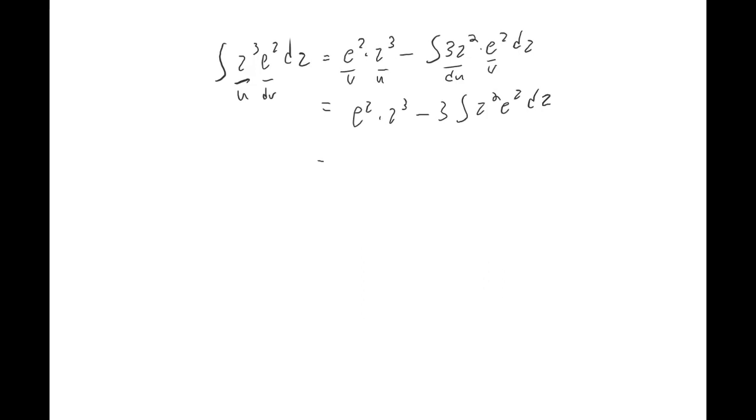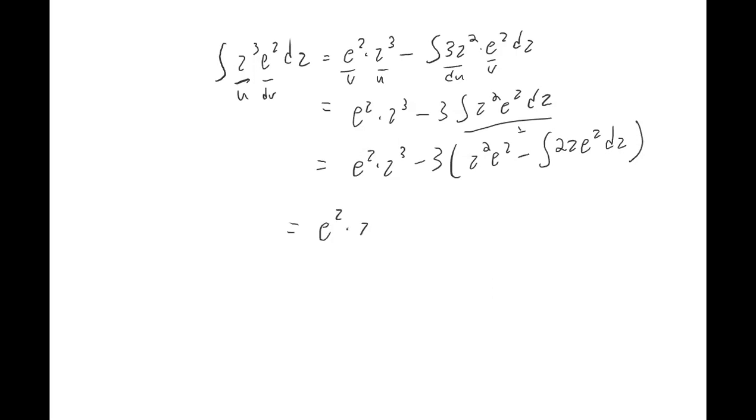And now, right? Do by parts again, right? So integrate z squared e to the z minus integral 2z e to the z dz. That's what we do. So this is what we get when we integrate by parts. And now I get this. So if I FOIL the -3, I get this, right?